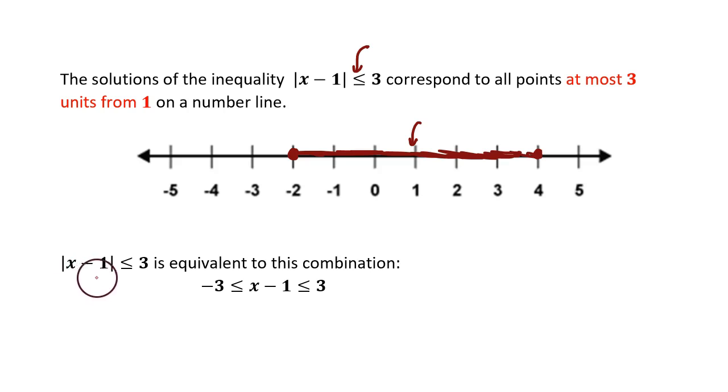Therefore, the absolute value of x minus 1 is less than or equal to 3 is equivalent to this combination of open sentences. X minus 1 is in between negative 3 and 3. We can solve this for x. Let's add 1 to all members of this combination. Negative 3 add 1 is negative 2. In the middle, x minus 1 add 1 makes x. On the right, 3 add 1 makes 4. Notice that this answer corresponds to our diagram.